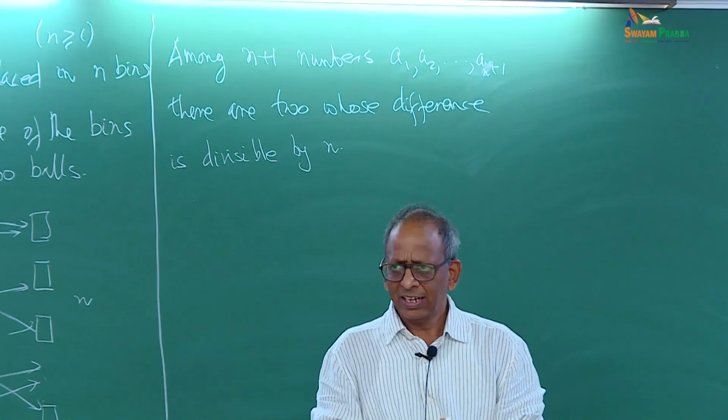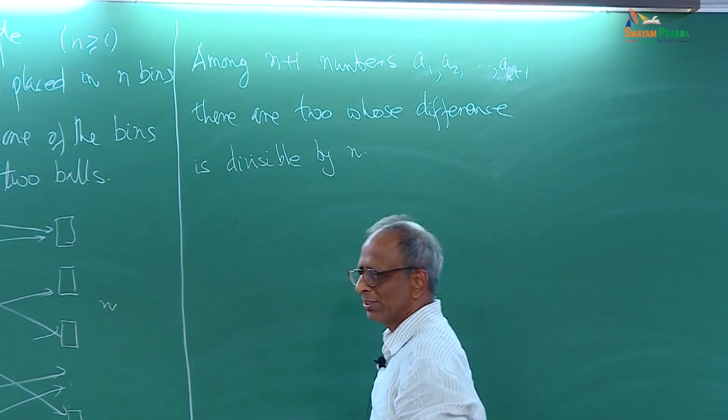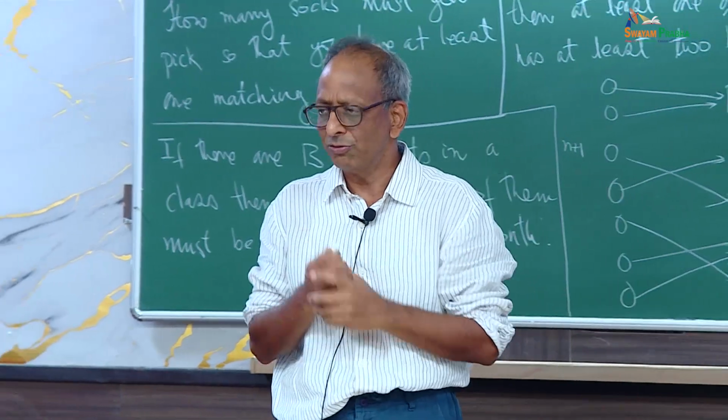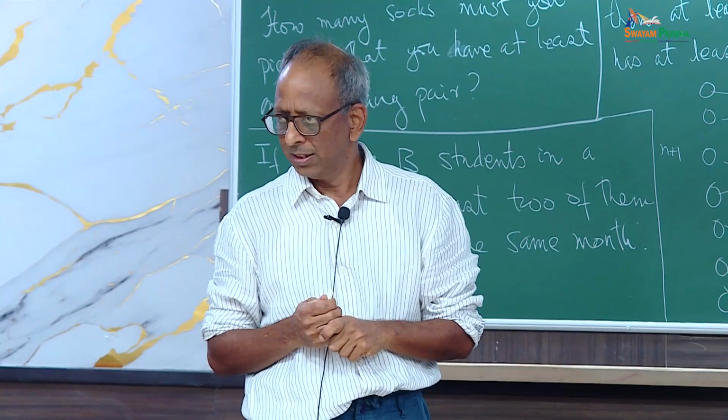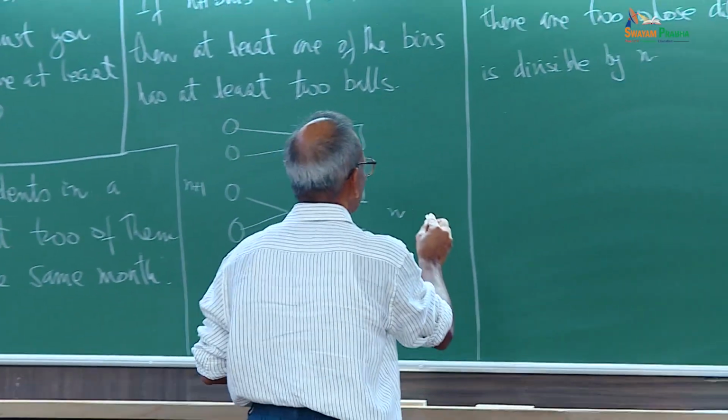And the claim is that if you have n plus 1 numbers, the difference between some two of them will have to be divisible by n. Let's consider the case n equals 2.